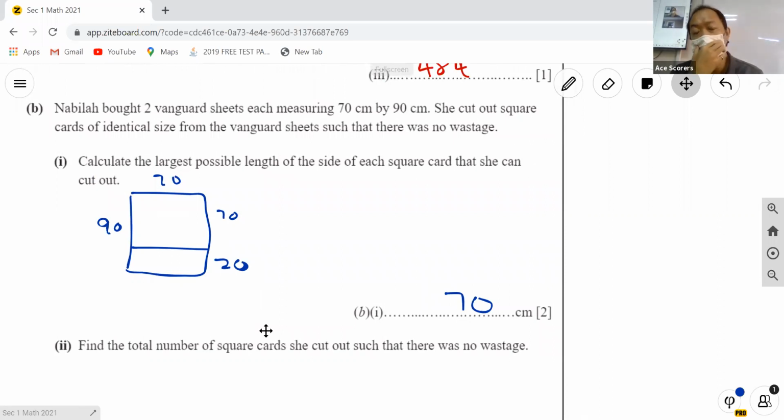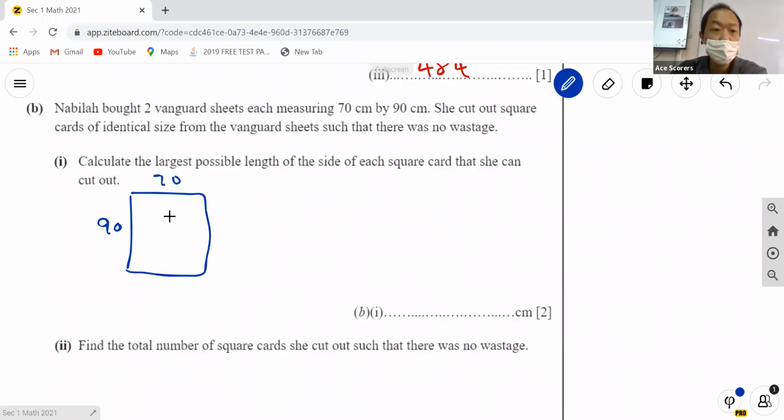Largest possible length. Oh, okay, I get it already. So she doesn't want to waste anything. Okay? No wastage. So we cannot cut 70 by 70. Got it? So how should she cut the thing? She should find the highest common factor. What's the highest common factor between these two, 70 and 90? What's the HCF?